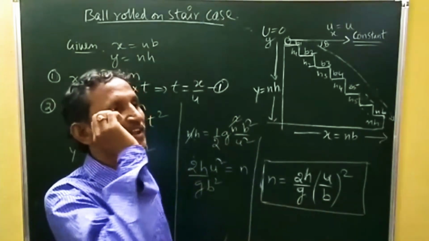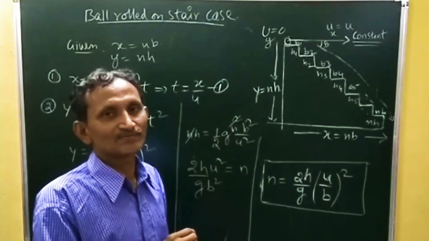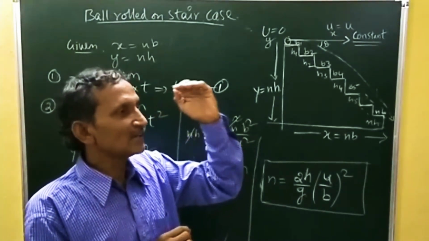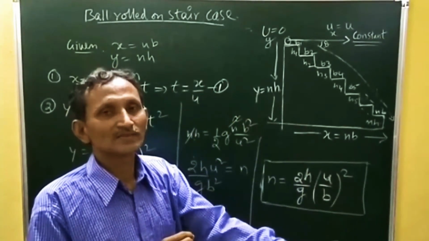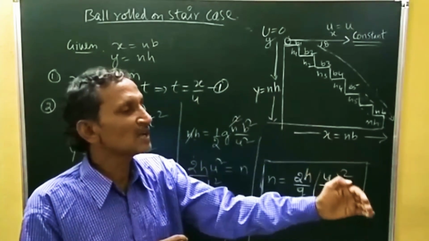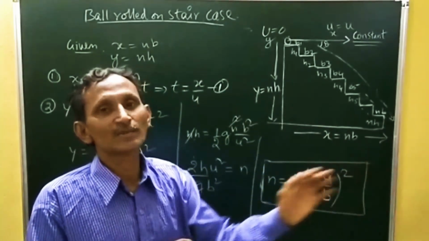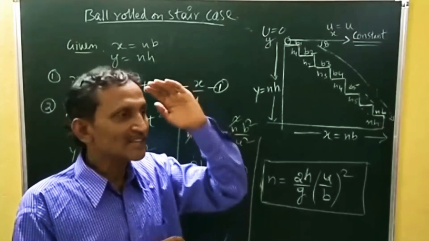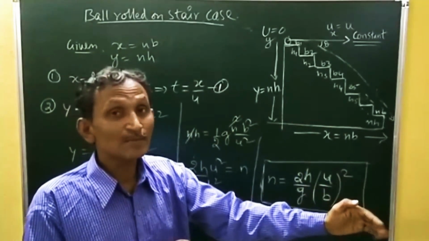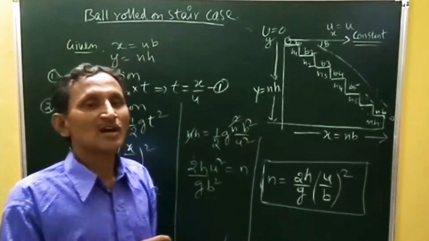The horizontal velocity of the ball remains constant. It follows a parabolic path and hits the nth step. So let us see how they are.